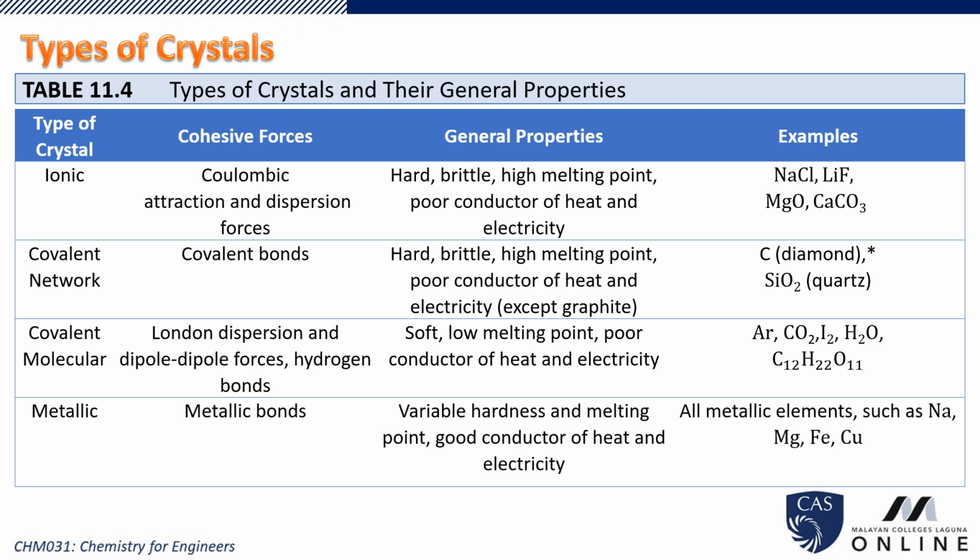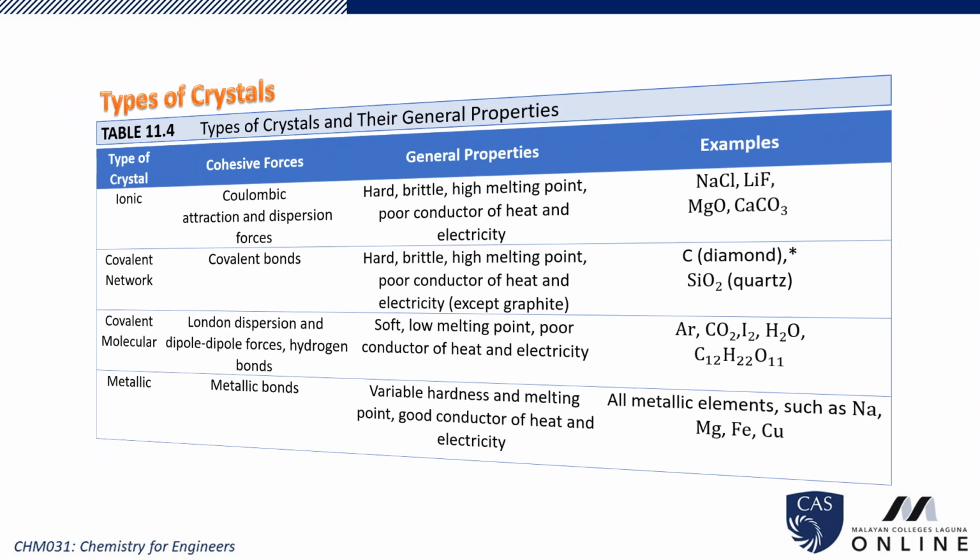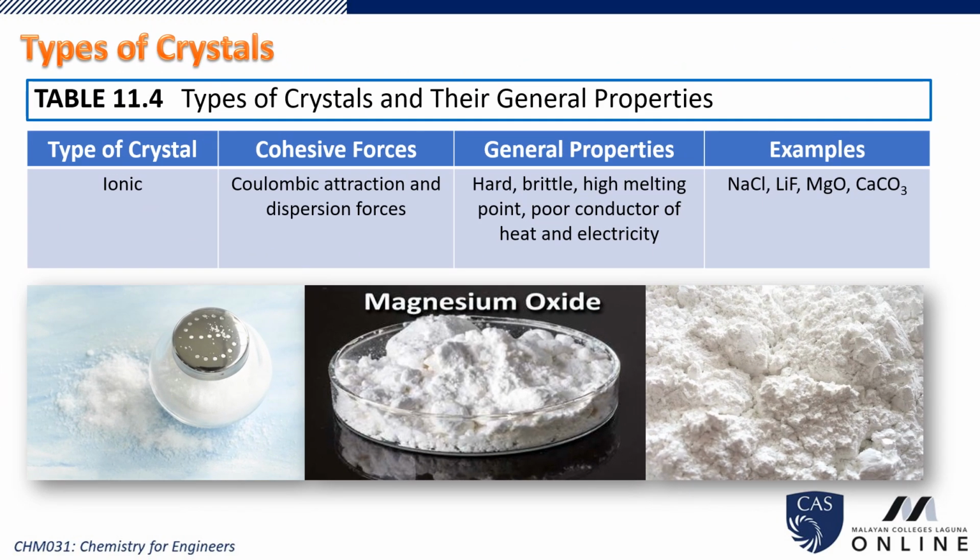Each crystal type differs in cohesive forces, mechanical strength, melting point, and conductivity. Understanding this relationship is critical for predicting material behavior. Ionic crystals are hard and brittle. They have high melting points and are poor conductors in solid form. Examples include sodium chloride and magnesium oxide.